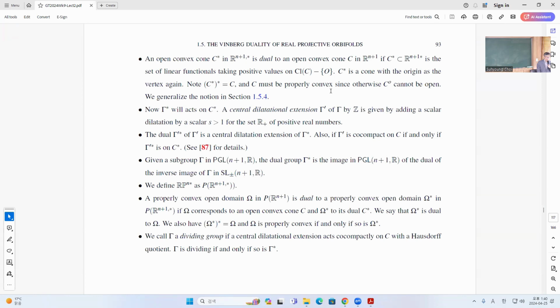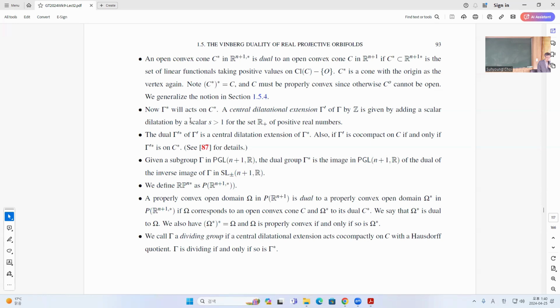Okay, and C must be properly convex, otherwise C star cannot be open here. Maybe I should say the dual of C star is zero, which cannot be open. So if you want both of these to be open, then you need them to be properly convex. If not, it's not going to be open. But of course, this duality is still defined.